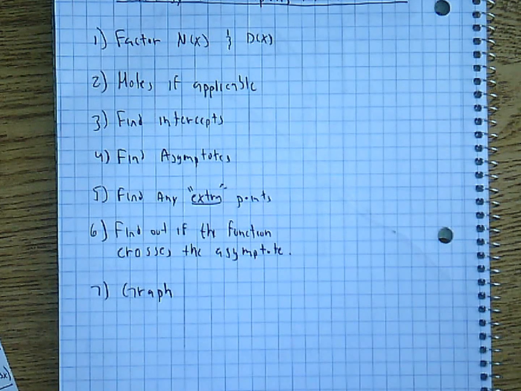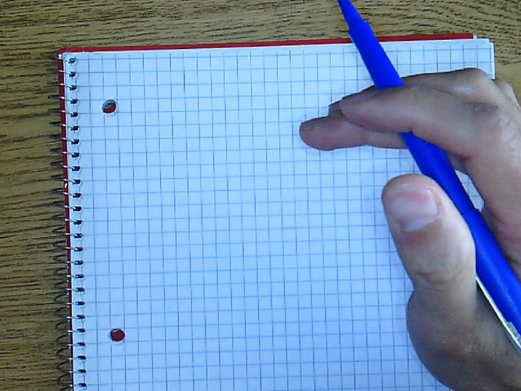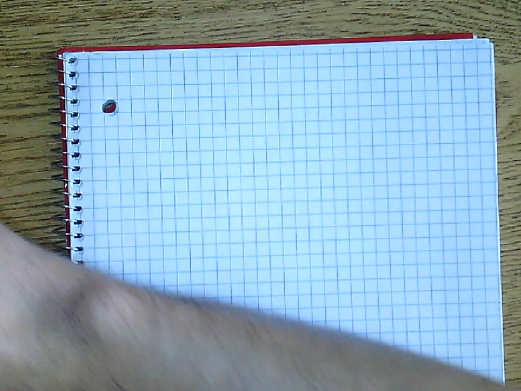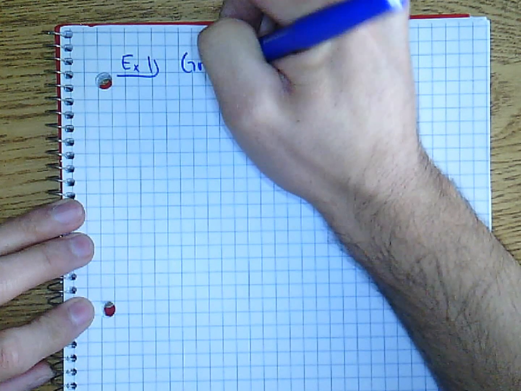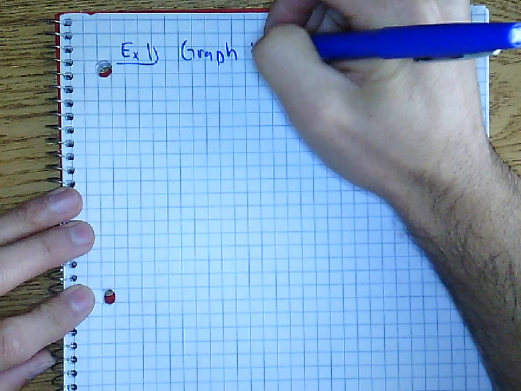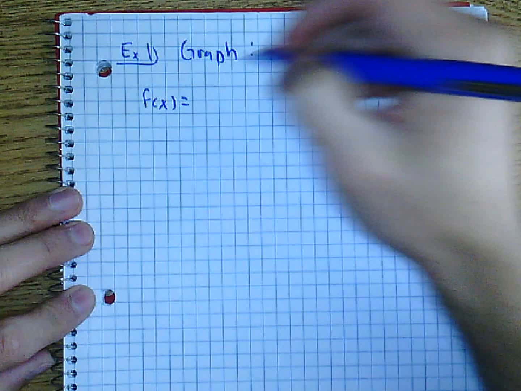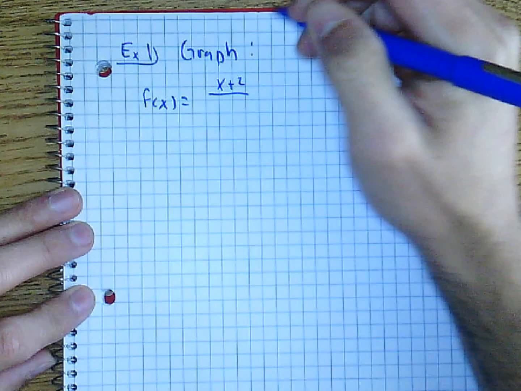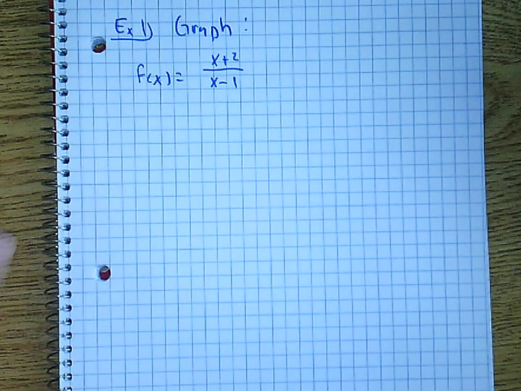Example number 1. We are going to graph the following function. We're going to start out with a baby problem. f of x equals x plus 2 over x minus 1. Okay, alright, so follow our steps. We need to factor this out, but is there really anything to factor out? No. Step 2, find the holes. Is there any holes? No, right? So holes, we're going to say none. Nothing canceled out.